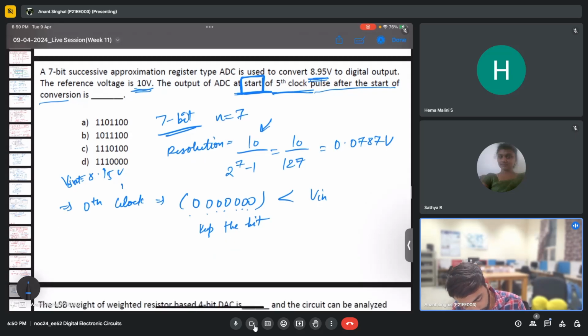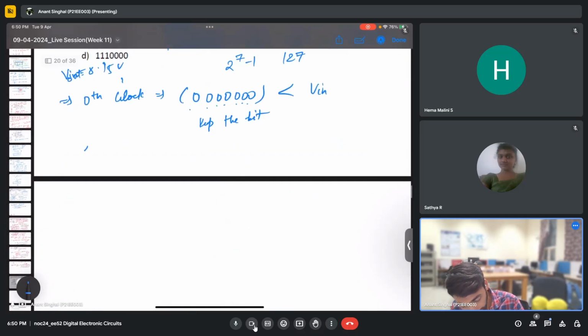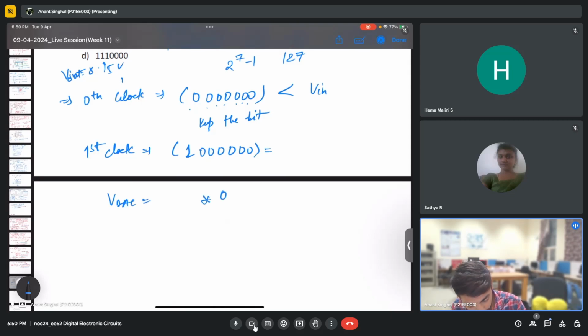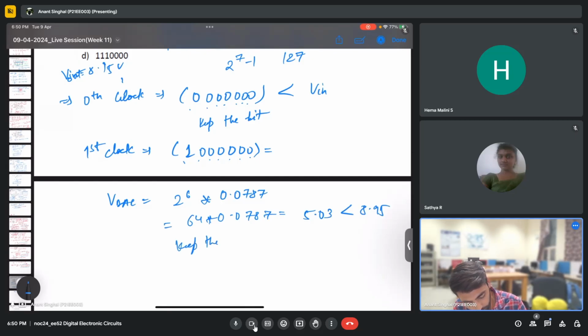Now what happens is at the first clock, we have this as 1 and all of them as 0. So we'll calculate the VDAC here. It will be the resolution, which is 0.0787, times this binary number, which is 2 raised to the power 6, which is 64. 64 times this comes out to be 5.03, which is less than 8.95 given in the question. So we'll keep the bit. This one will remain as is.